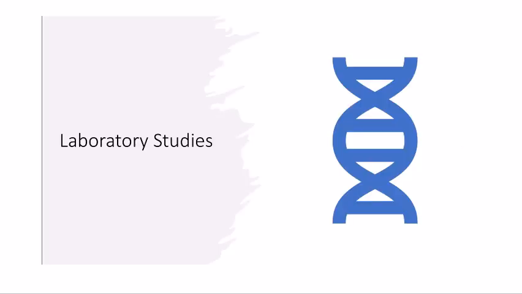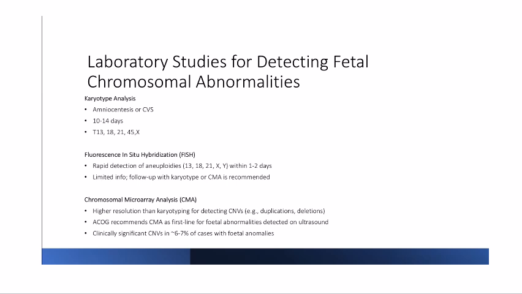In the next few slides, we will be looking at the types of prenatal diagnostic tests performed in the lab. Lab tests for chromosomal abnormalities include karyotyping, FISH, and chromosomal microarray analysis, or CMA. CMA has a higher resolution for detecting copy number variants and is recommended as a first-line test for fetal abnormalities found on ultrasound. Rapid FISH analysis offers results within a couple of days, but it's limited and often followed by karyotyping or CMA.